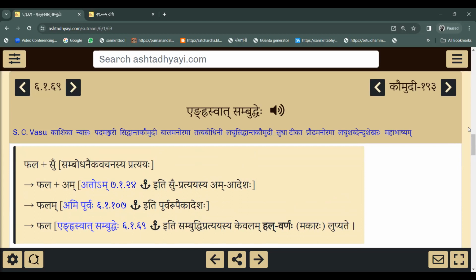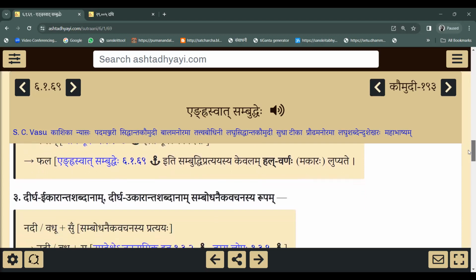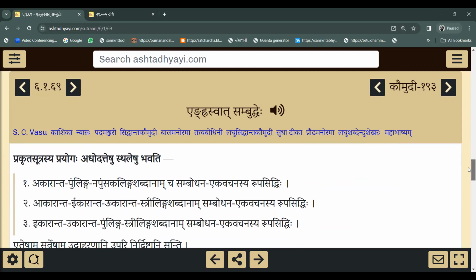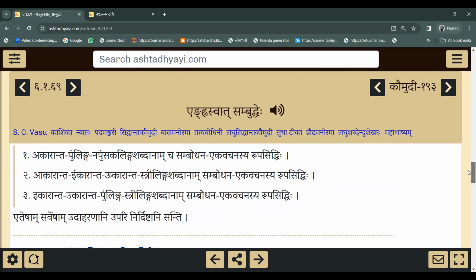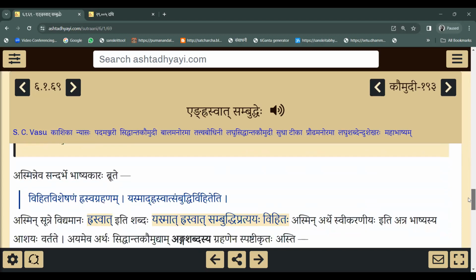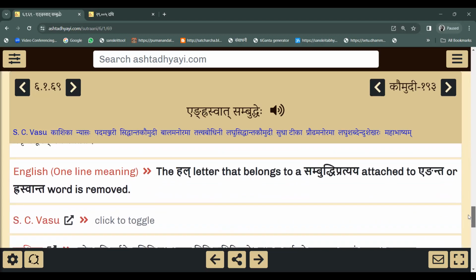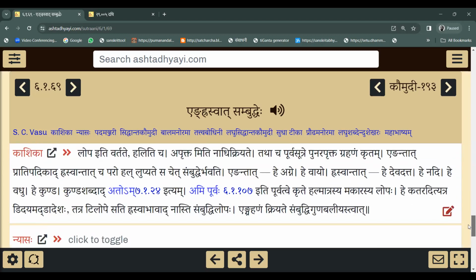So when you apply, you will have Palam. The Enga Rasva Sambuddhehe Sambuddhi Pratyasya Kevalam Alvarnaha Lupyate. Kevalam Alvarnaha. Okay. Some Suchanas given. Akaranta Pullinga Napumsakalinga Shabdanam, the Sambodhana Ekavachana Sadupasiddhi. Oh, yeah, given. Kunda Shabdat, Atoham iti Amipura iti Purvate Krite, Almatrasya, Karasya, Lopaha.